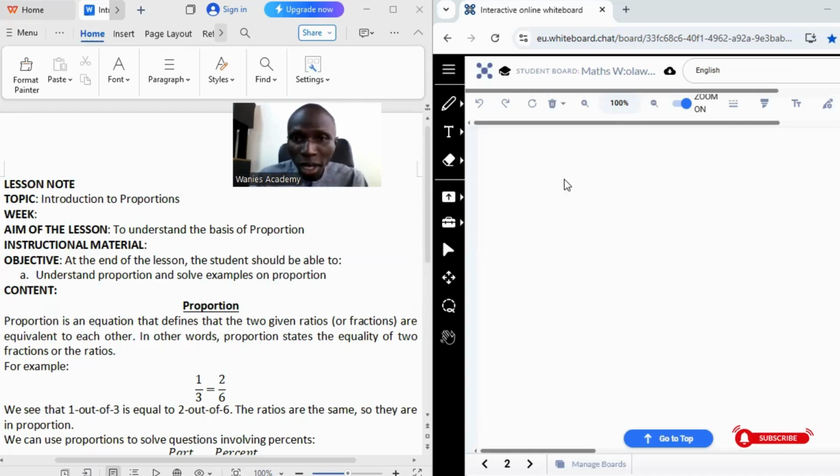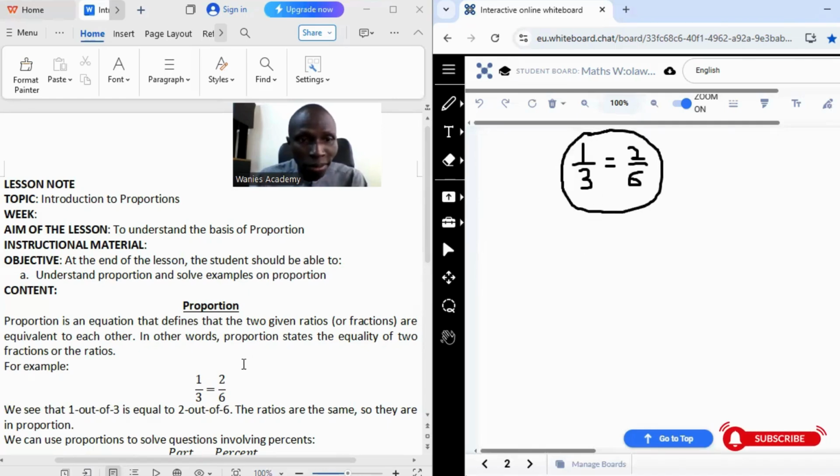For example, if we have 1 out of 3, it is equivalent to 2 out of 6. So here we see that 1 out of 3 is equivalent to 2 out of 6. So the ratios or the fractions are the same, so they are in proportion. The fractions that we have here are in proportion because they are equal to each other.